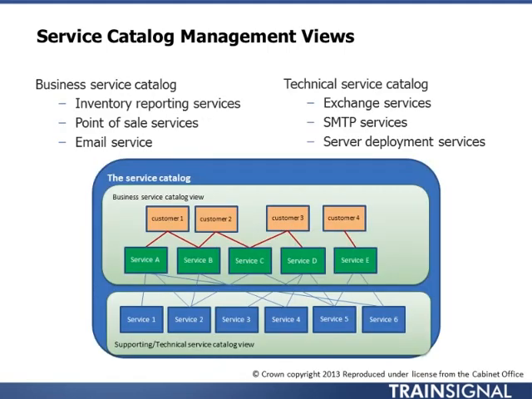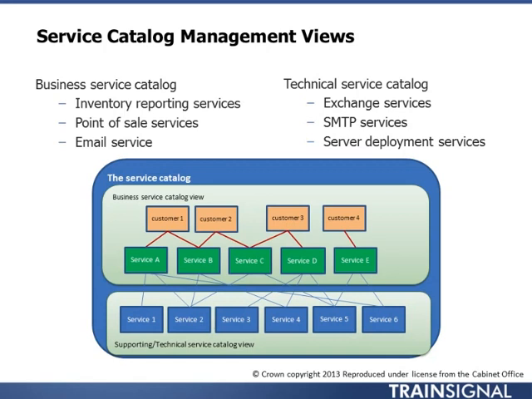Here are some examples. A business service catalog, the inventory reporting service, point of sale services, or the email services. These are things that the business understands. Inventory reporting, particularly in manufacturing or distribution, is extremely important to have insight into what inventory we carry. A business person understands this idea. Point of sale services. For retail organizations, point of sale is a critical service that needs to be provided and supported and is enabled by the IT organization. And the email service. Again, business people understand the value and the importance of the email service.